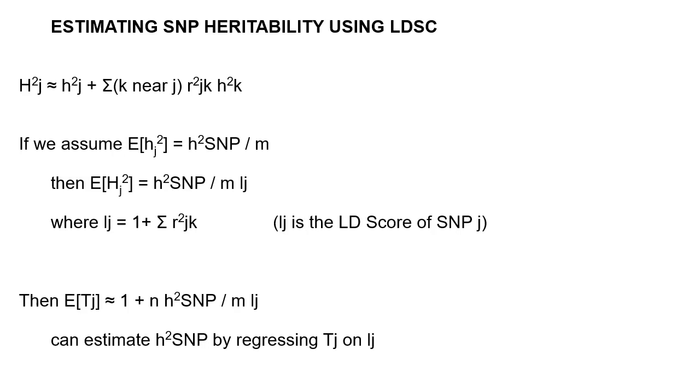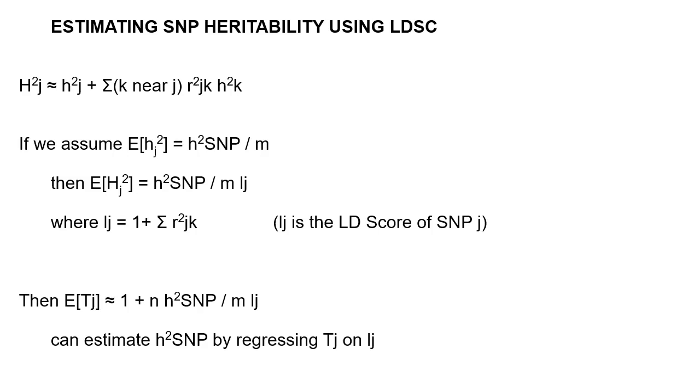LD score regression assumes that each SNP is expected to contribute equally towards SNP heritability, so the same assumption made by GCTA. And if we make that assumption, then we can calculate the expected heritability tagged by each SNP. It has this form. It's the SNP heritability divided by the number of SNPs, times l_j. Now l_j is a measure of tagging, how well SNP j is tagged by its neighbours. It's also referred to as the LD score of SNP j.